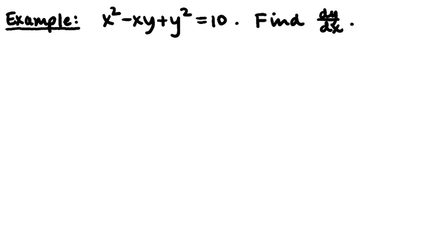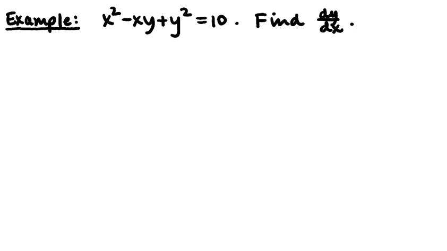I don't know how that minus xy is going to play in with the x squared plus y squared, because x squared plus y squared equals 10 is just a circle. So I don't really know what's going to happen with this. But regardless, we just want dy/dx. We don't even have to worry about that. What we're going to do is start by taking the derivative of both sides with respect to x.